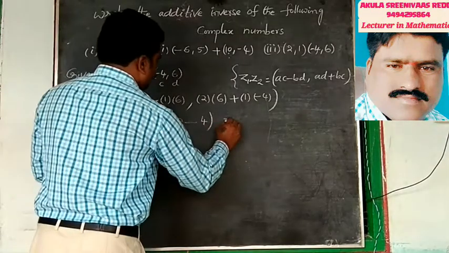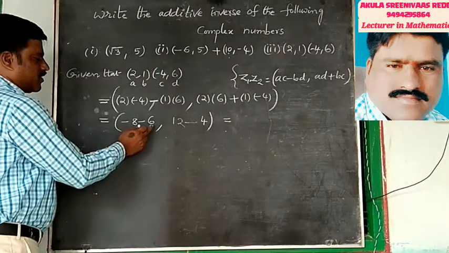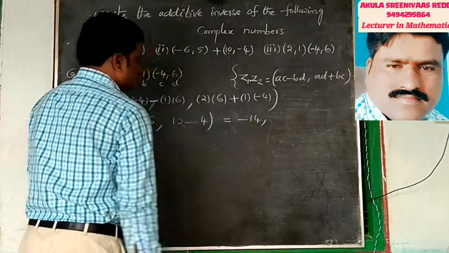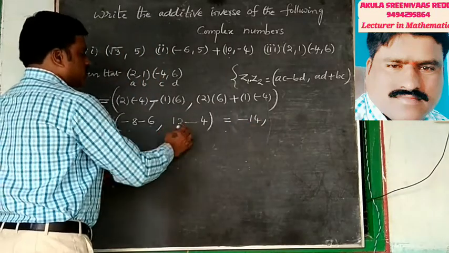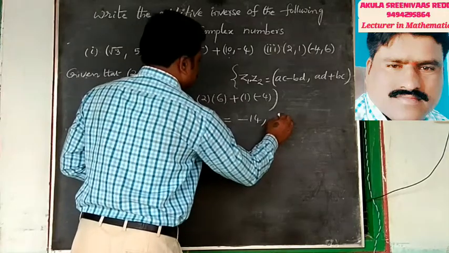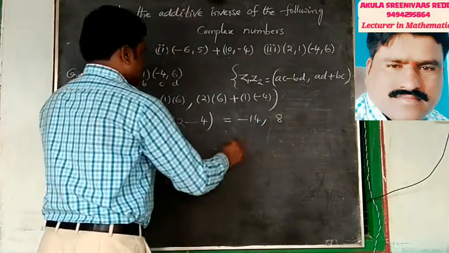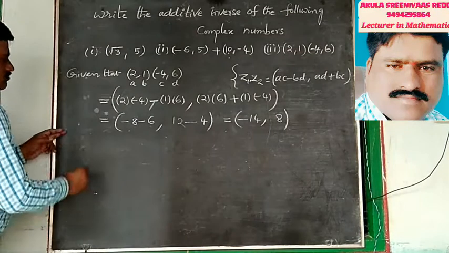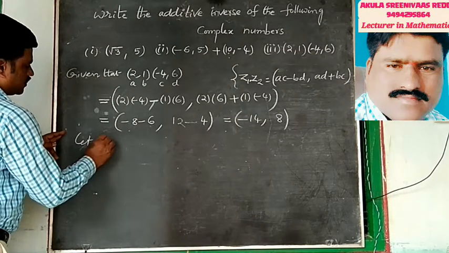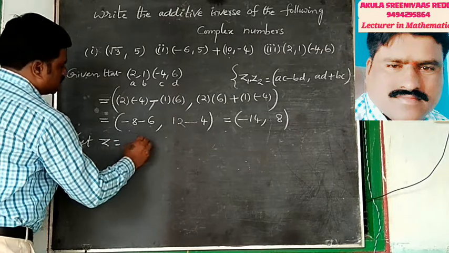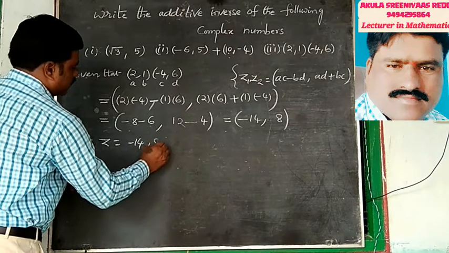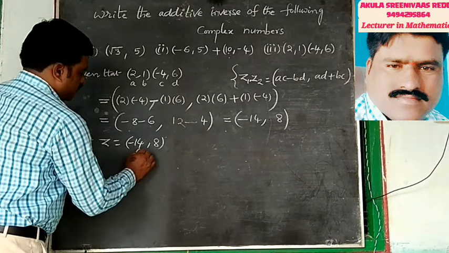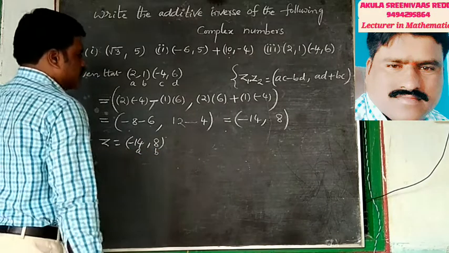That is equal to -8 - 6, -14; 12 - 4, 8. Therefore, let z is equal to (-14, 8). This is a and this is b.